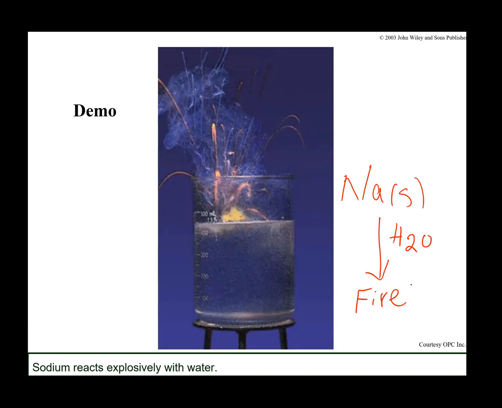So we would like to see why sodium, which is a metal, is reactive, but iron, which is a metal, does not explode with water.